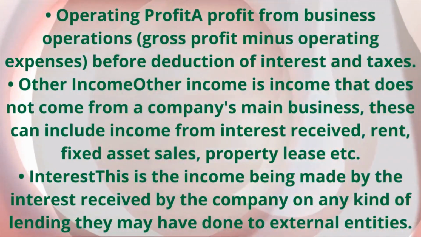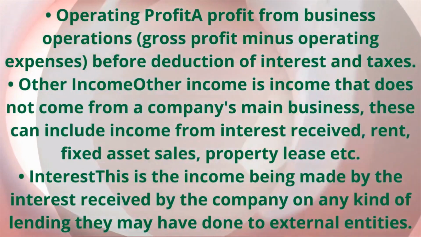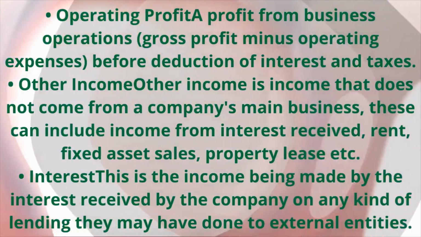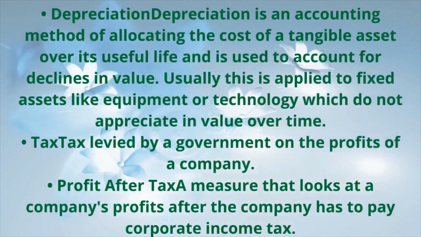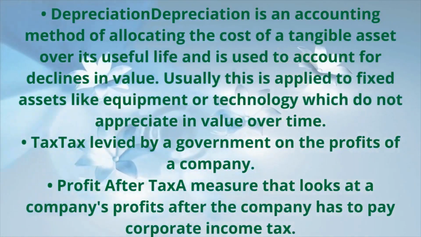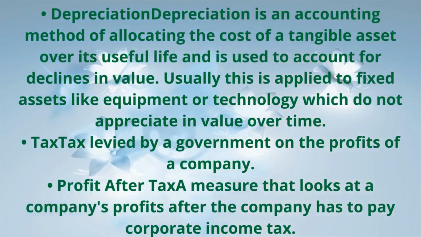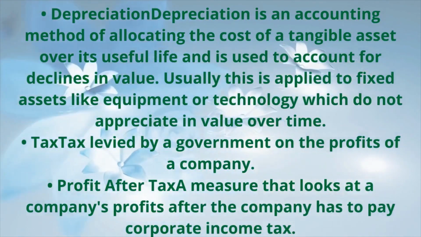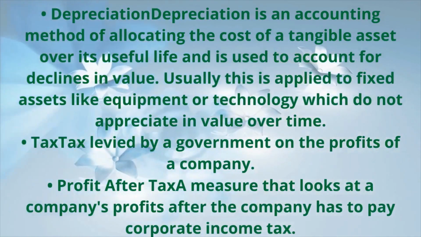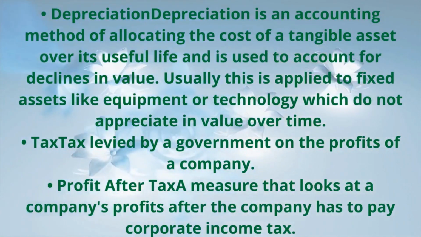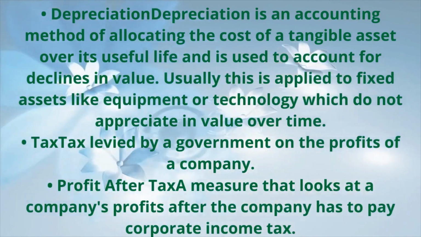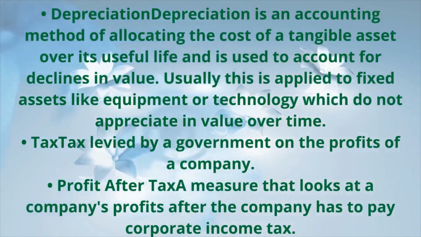Interest. This is the income being made by the interest received by the company on any kind of lending they may have done to external entities. Depreciation. Depreciation is an accounting method of allocating the cost of a tangible asset over its useful life and is used to account for declining value. Usually, this is applied to fixed assets like equipment or technology which do not appreciate in value over time.